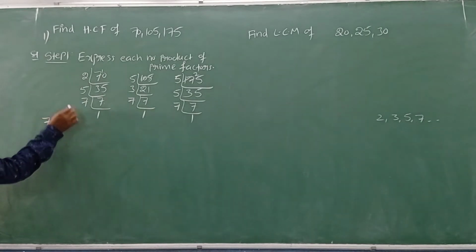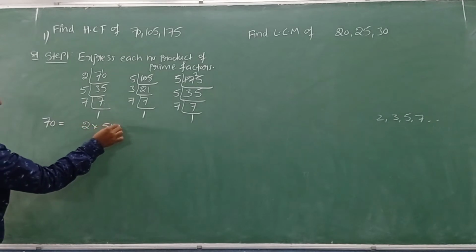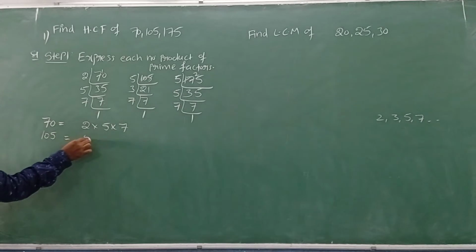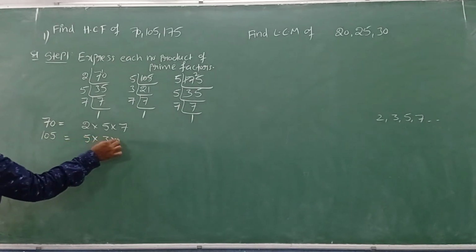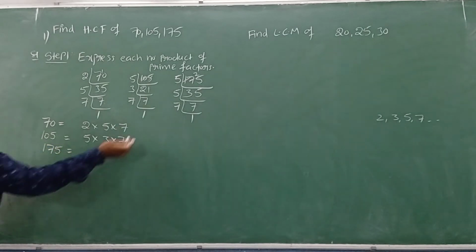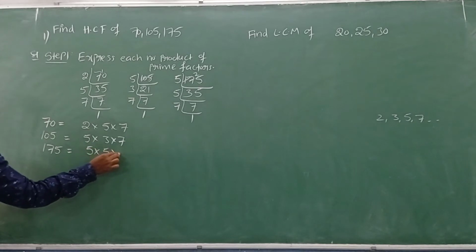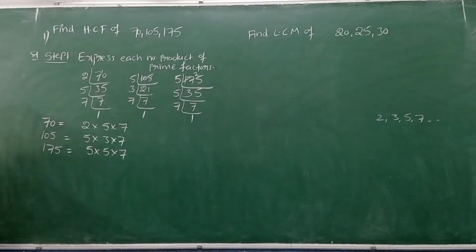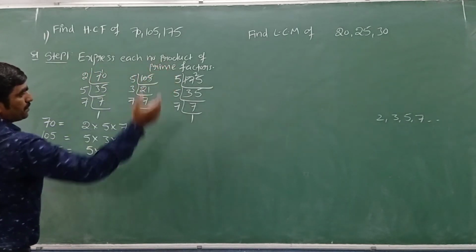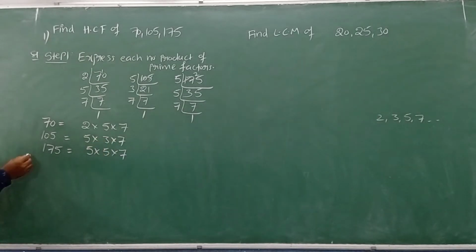Now we will express each number as a product of prime numbers. 70 is equal to 2 into 5 into 7. 105, I can write as 5 into 3 into 7. And 175, we can write as 5 into 5 into 7. With this we completed the first step: express each number as a multiplication of prime numbers.